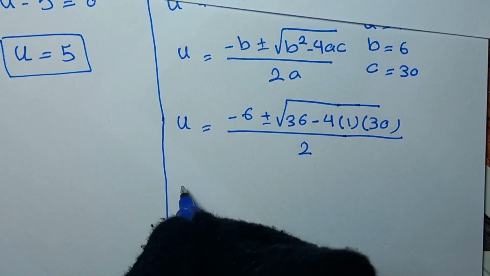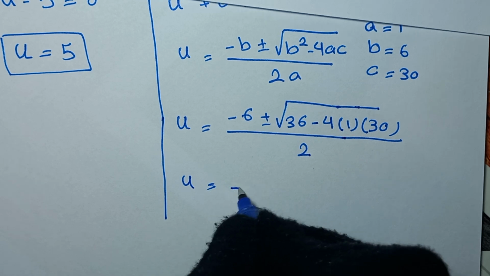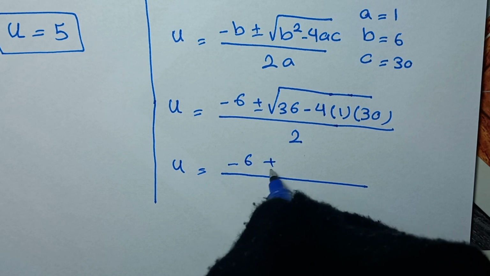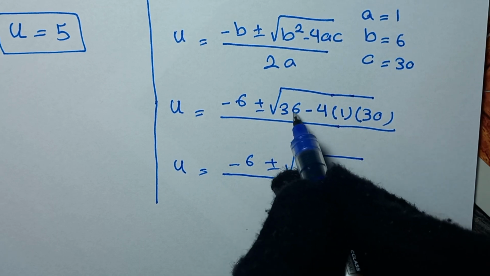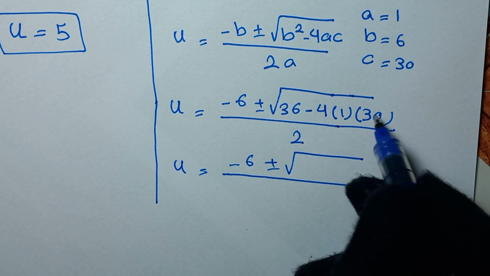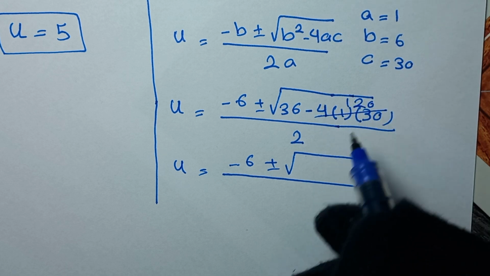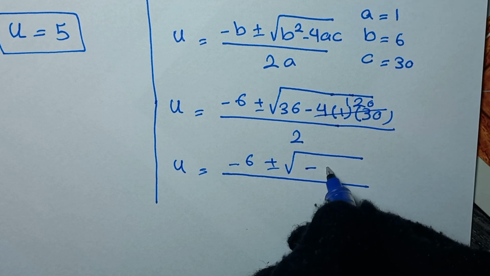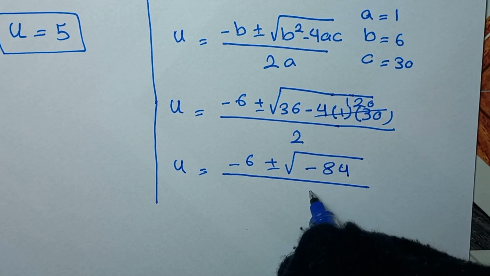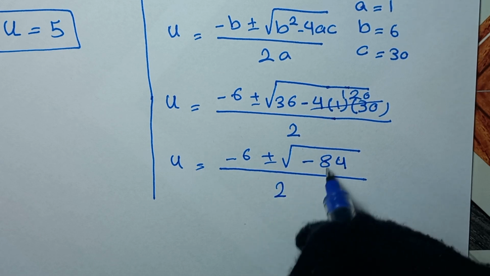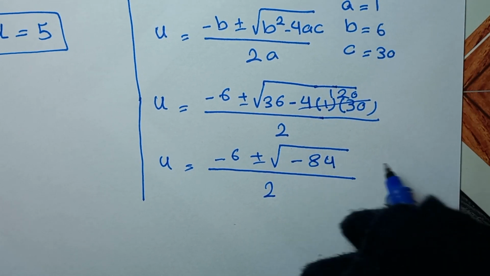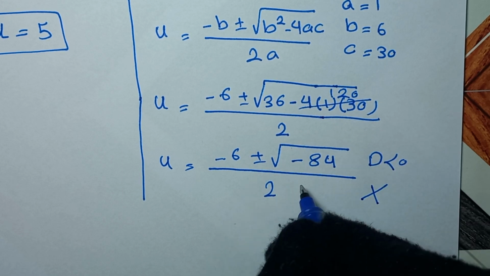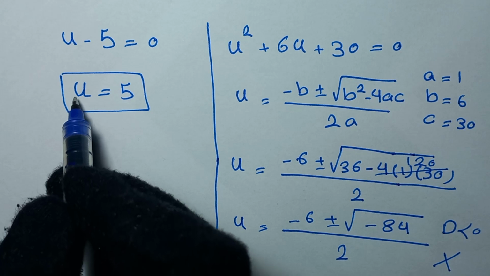And it will be u is equal to negative 6 plus or minus the square root of 36 minus 4 times 1 times 30, which is 120. So 36 minus 120 is negative 84, over 2. And here, the discriminant is negative, less than 0. So we have no real solution, so we reject this answer. We continue with u is equal to 5.